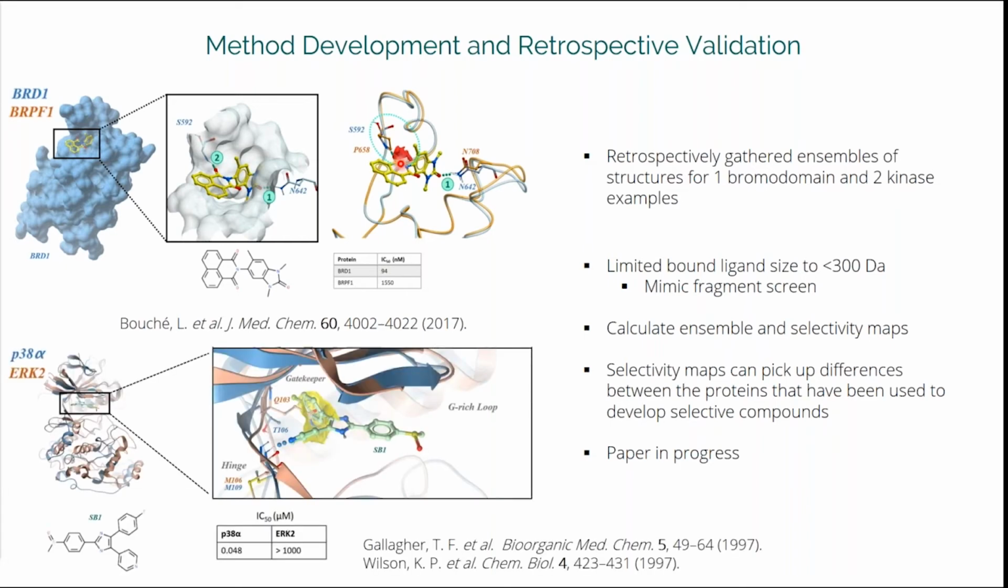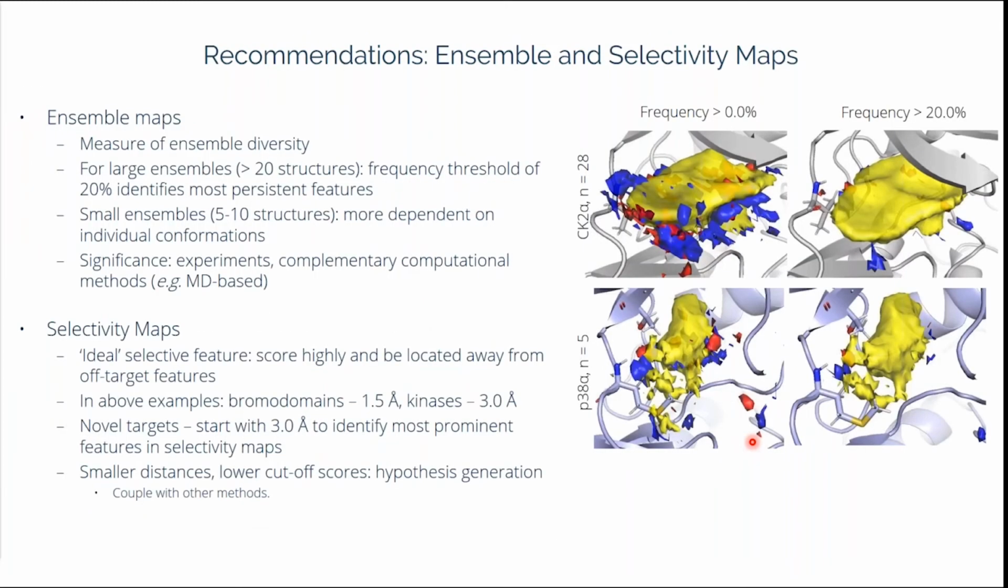And then this next example shows how the hotspot maps can detect a selective hydrophobic pocket that opens up in the kinase p38 alpha, but it's not present in the closely related ERK2 kinase. And this is caused by the bulkier gatekeeper residue in ERK2, which blocks access. And this is used by this compound SB1, which is a p38 alpha selective inhibitor that uses this interaction. And so this work on the ensemble and selectivity maps is currently being written up, and there is a publication in progress.